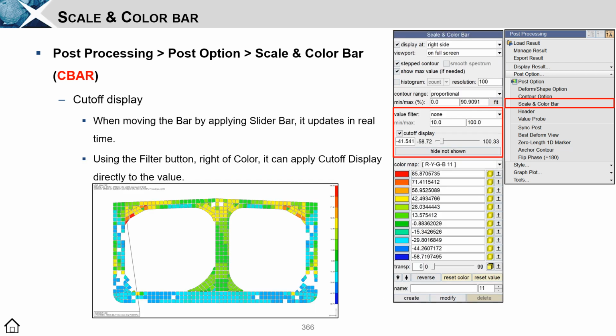The Cutoff Display option can use the slider bar to hide the result display of elements with small values based on the value of the bar on the screen. When moving the bar by applying the slider bar, it updates in real time. You can actually hide the invisible elements from the screen after the cutoff display is completed by pressing the Hide Not Shown button.